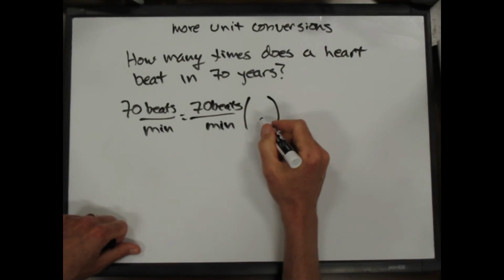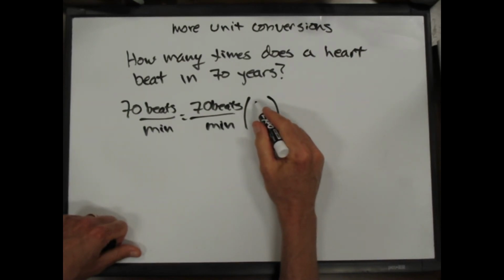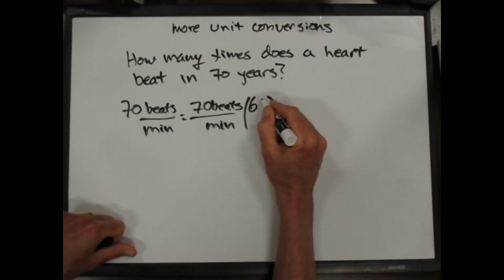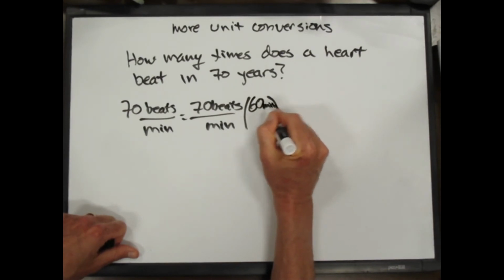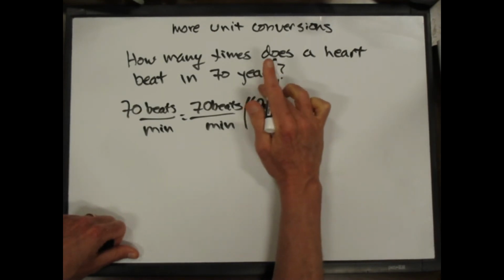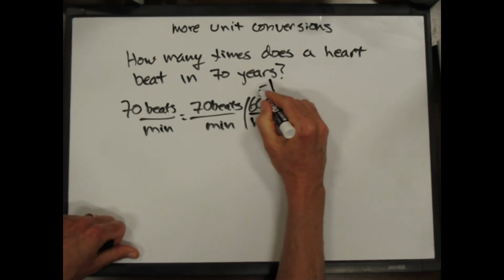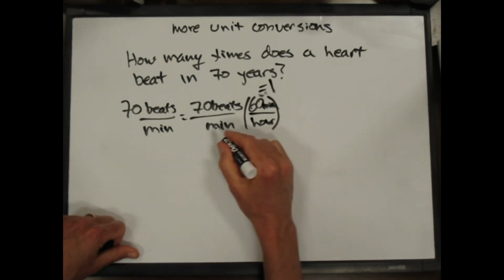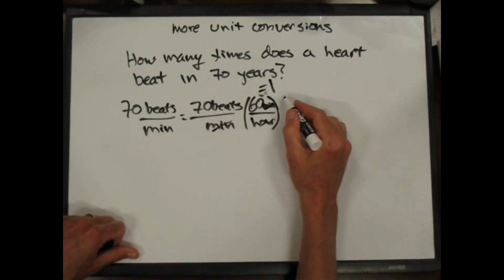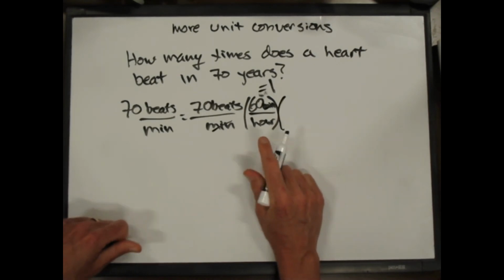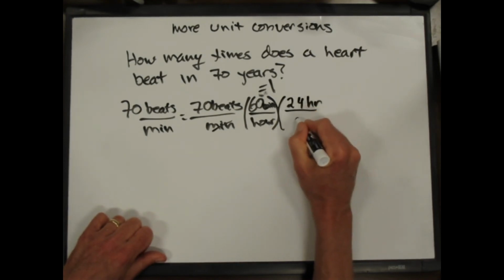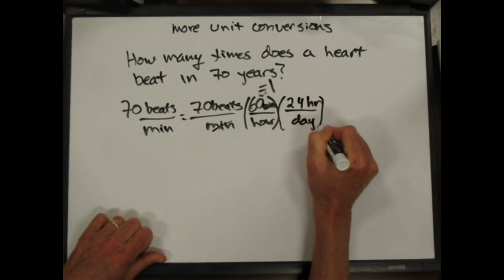I want to cancel the minutes and get hours, and I'm going to work my way up to years. So 60 minutes per hour. This is 1. And that cancels the minutes unit. And now I have 70 times 60, which is 4,200. We'll multiply them all at the end. And I can say, well, look, 24 hours per day.